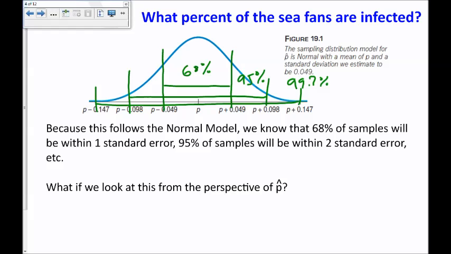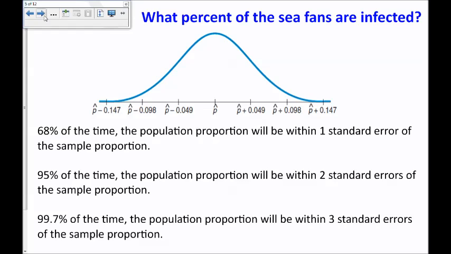So what if we look at this from the perspective of p hat? Instead of thinking about the true proportion being a fixed number and p hat being somewhere in this distribution, what if we flip that around and look at p hat being the center? We know what that one is, and we think about, well, maybe the true proportion might be somewhere in here. It's the same distribution, just thought of from a different perspective.